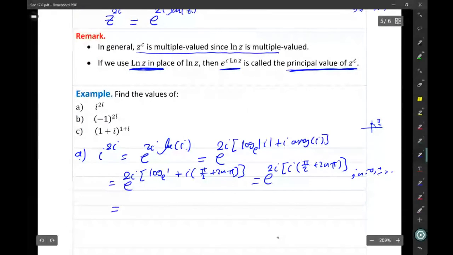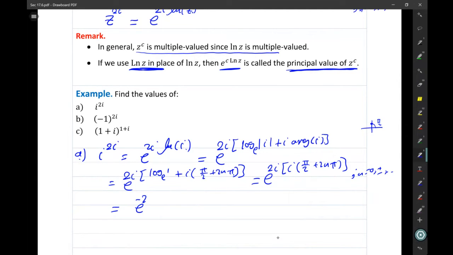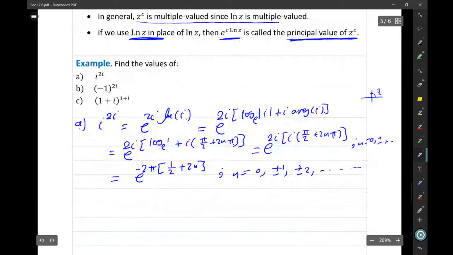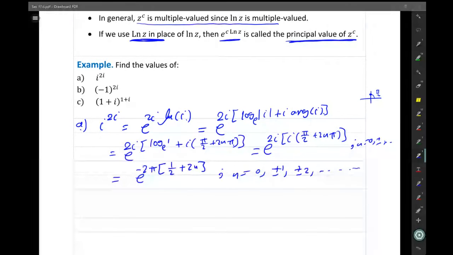This can be simplified more to be i times i, which is i squared, minus 1. So it is e to the power minus 2 times π times (1/2 plus 2n), where n is equal to 0, ±1, ±2, and so on. It's just a matter of calculation. It's not very hard. Any question for this example?